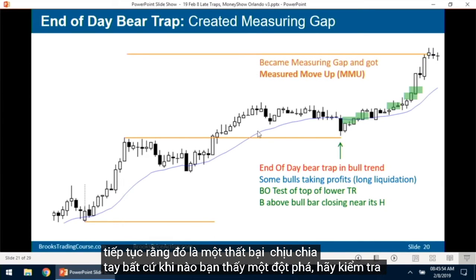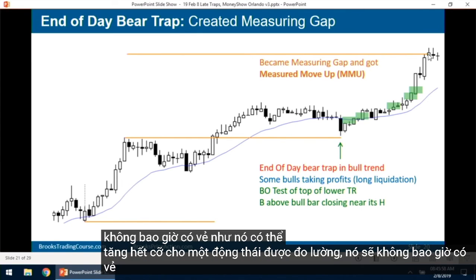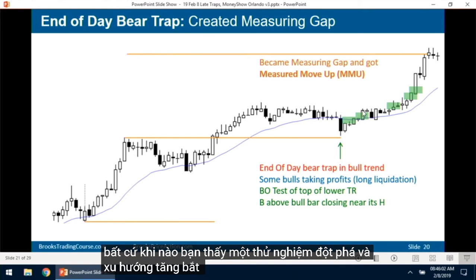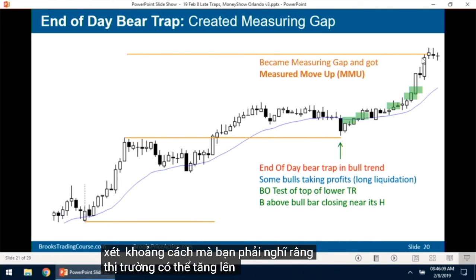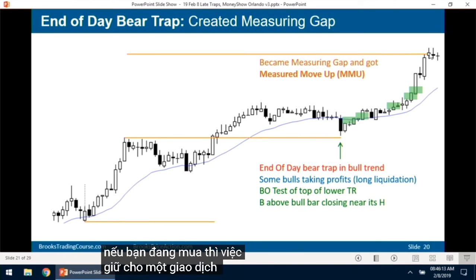Whenever you see a breakout test, it never looks like it could go all the way up for a measured move. It never looks like it's going to get there. But whenever you see a breakout test and the bull trend is starting to resume, look at the beginning of the move and then look at the gap. You've got to be thinking the market may go up for a measured move. So if you're buying, it's reasonable to be holding for a swing trade.